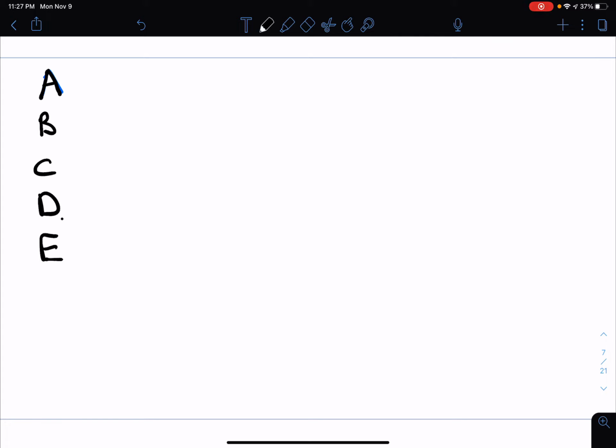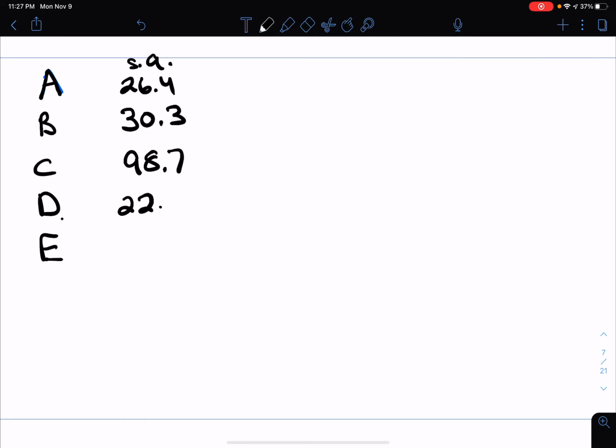Now, from what we had earlier, once again, I'm not going to write all the populations again. By our standard quotas, we had 26.4, 30.3, 98.7, 22.36, and 22.24.